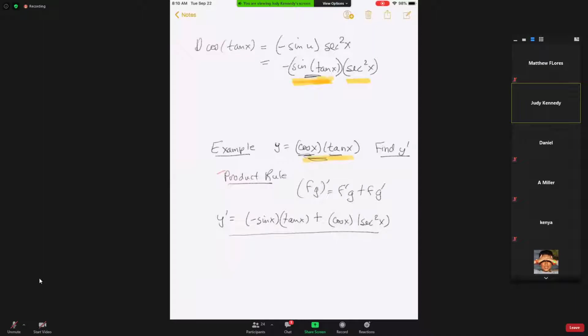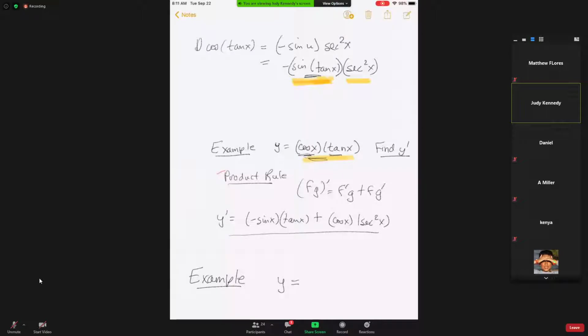Okay, I'll take that as a no. Let's do some more, just practicing using these rules today. What about this? Okay, I want to find y prime in all of these.